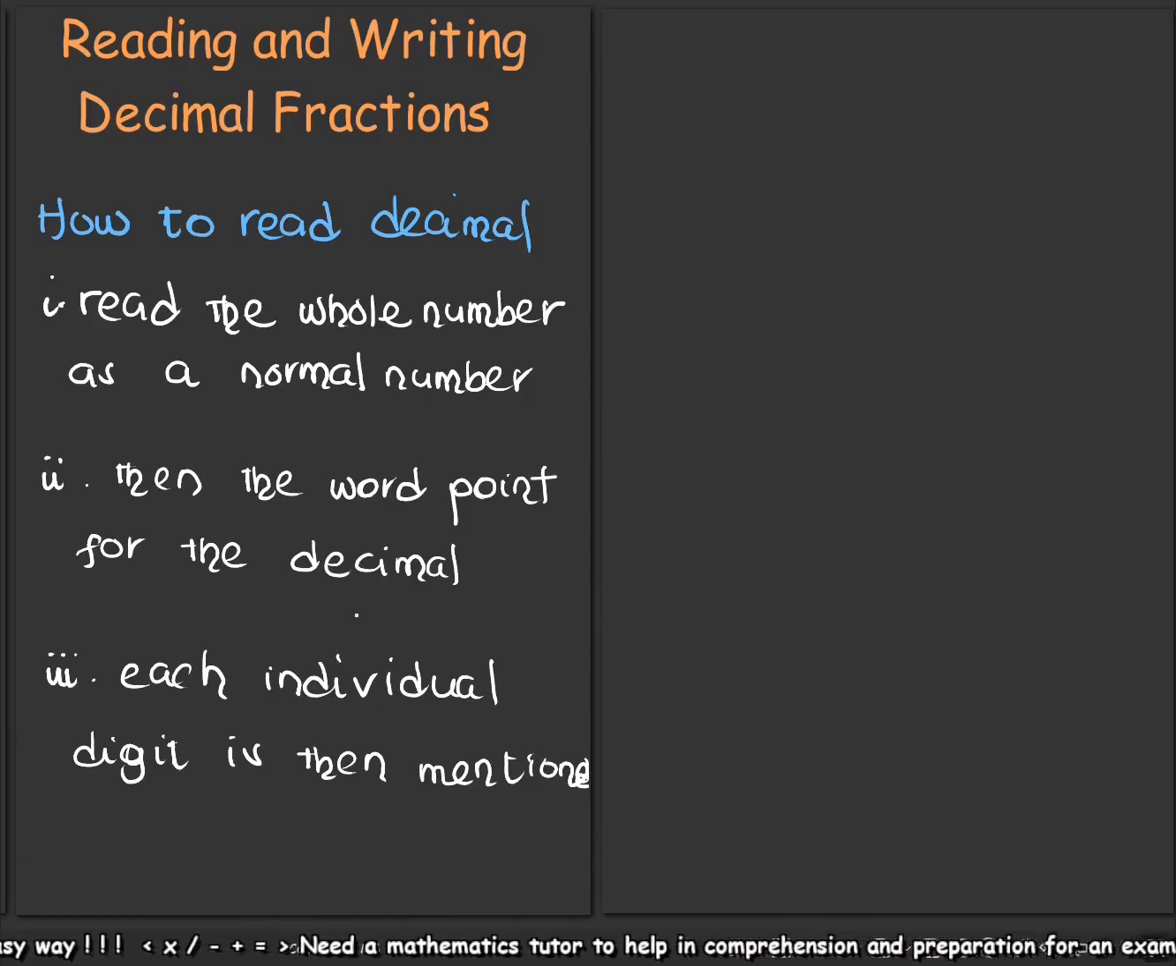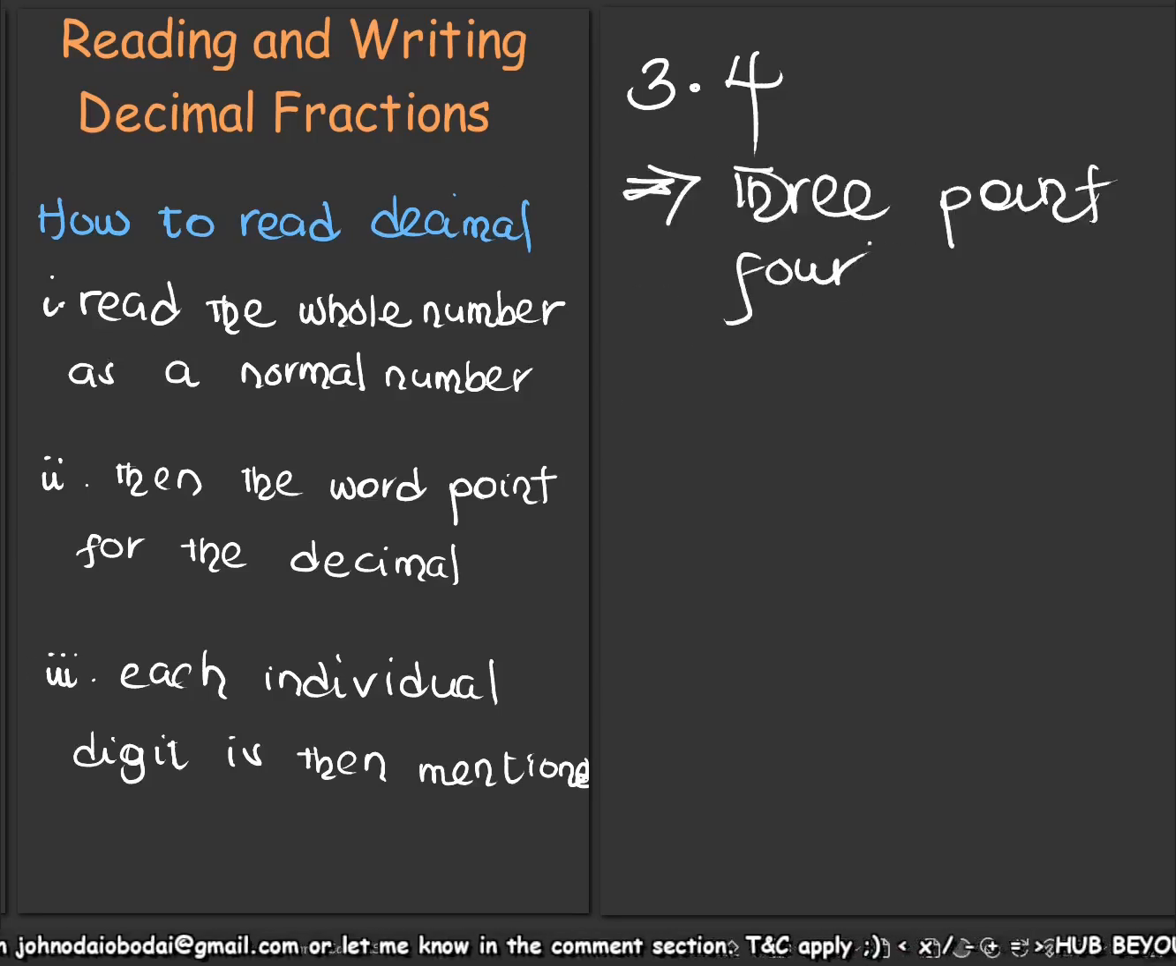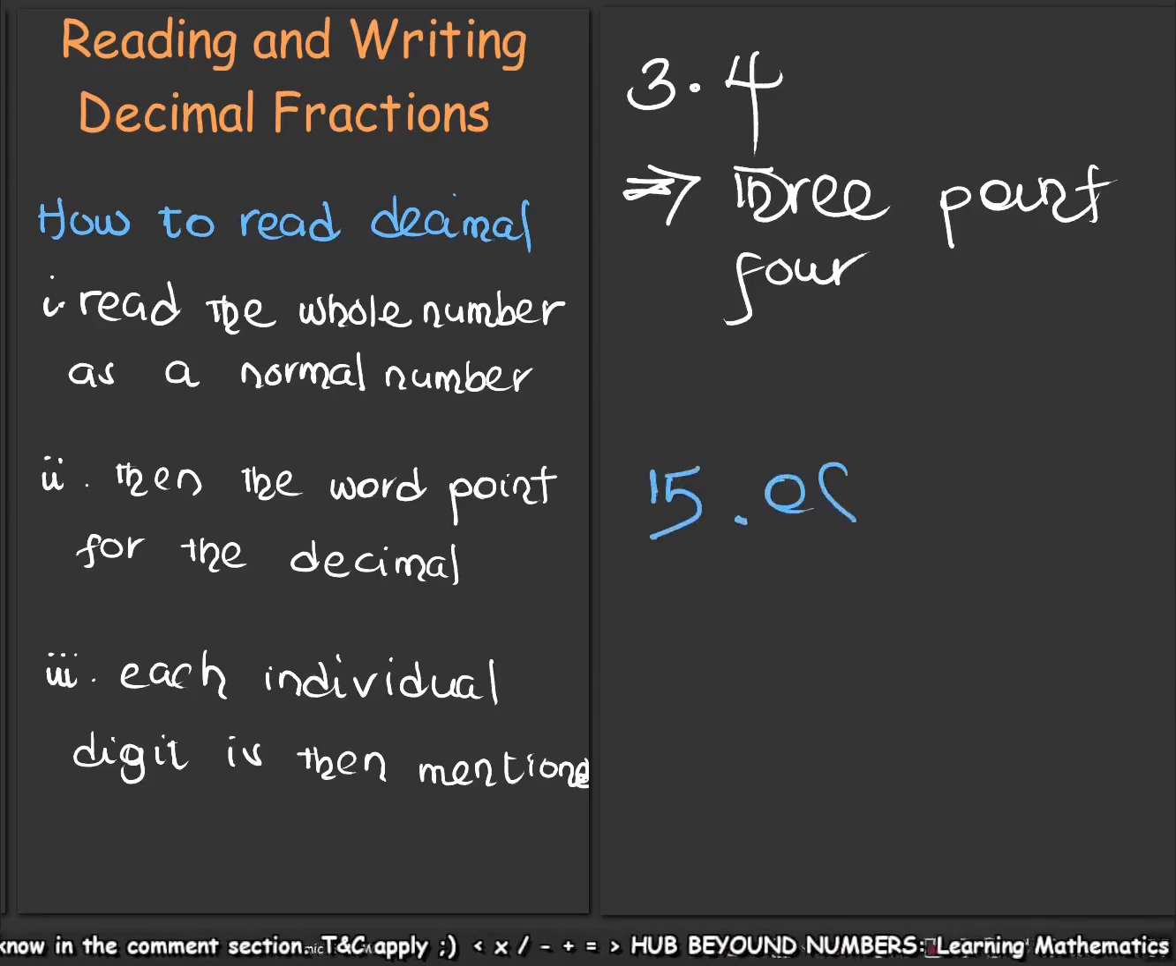As an example, let's take this. This here is read as 3.4. You see, 3.4, as you see written clearly over here. Let's take another example. What of this over here? What's it going to be?